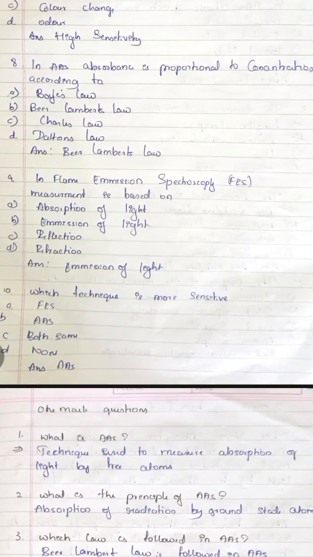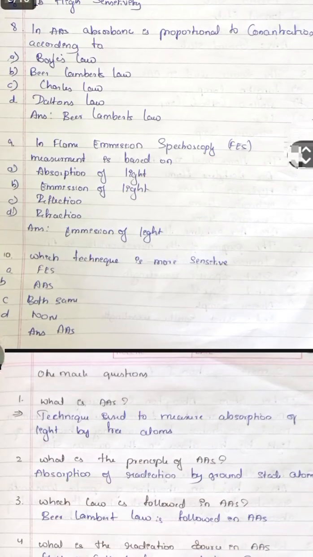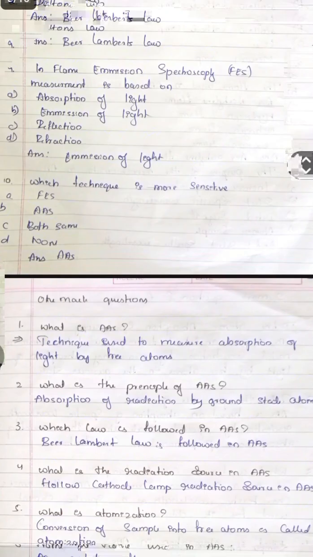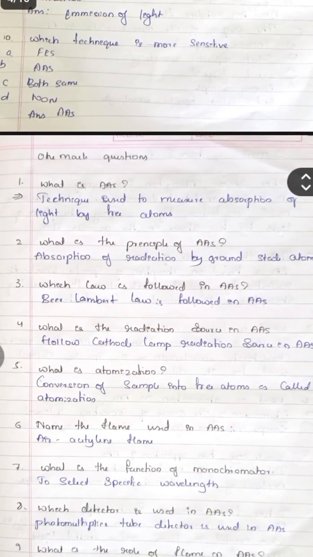8th, in AAS, absorbance is proportional to concentration according to Beer-Lambert's law. 9th, in flame emission spectroscopy, measurement is based on emission of light. 10th, which technique is more sensitive? Answer is AAS.